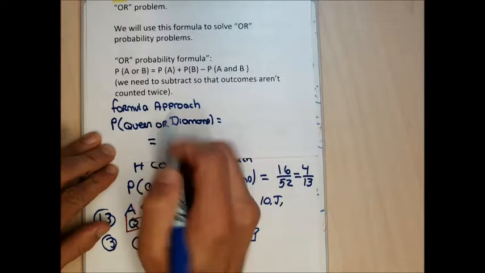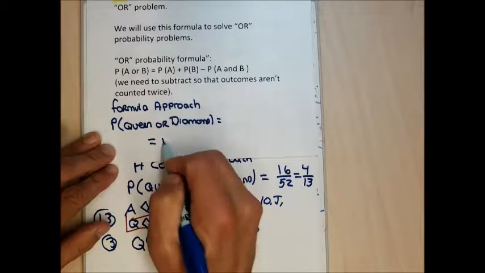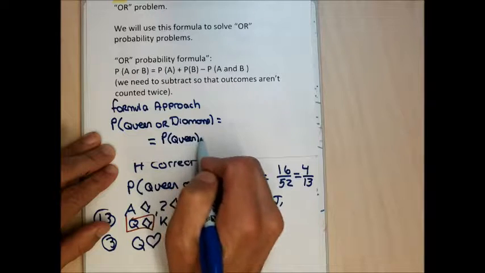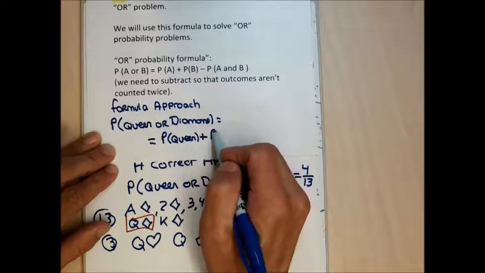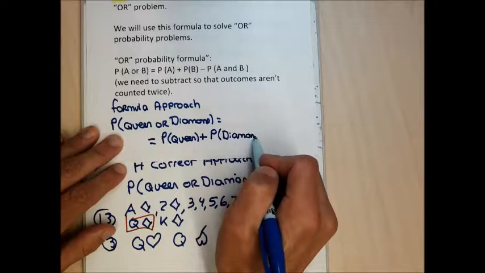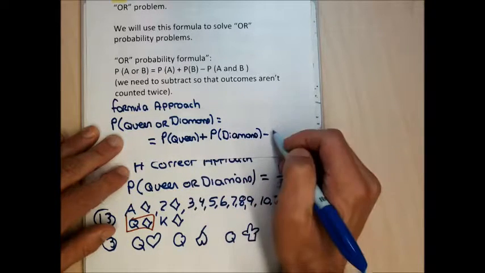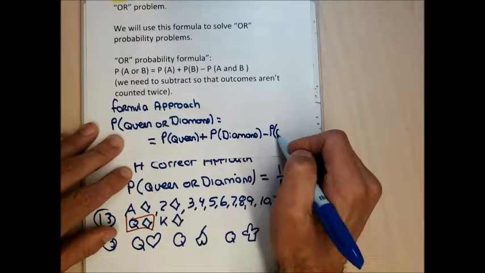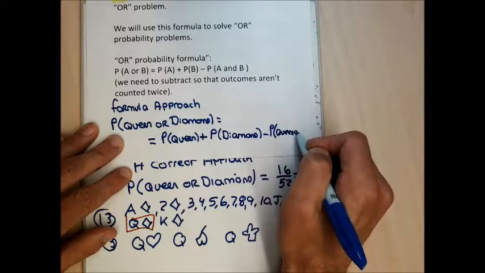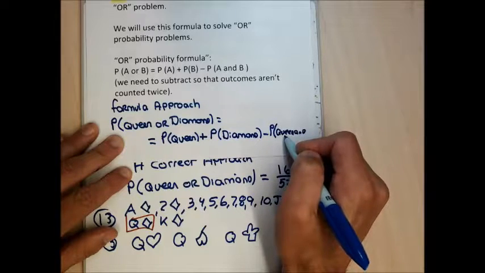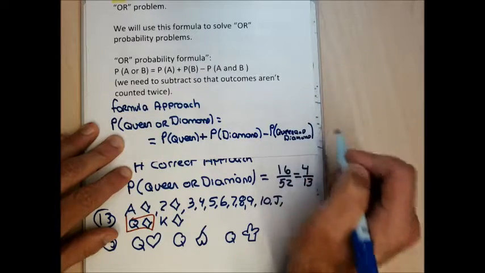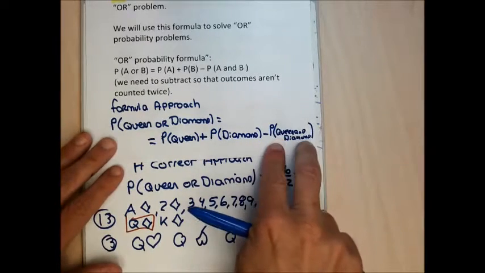will equal the probability of event A, in this case the probability of getting a queen, plus the probability of getting a diamond, less the probability of getting one card that's both a queen and, running out of room here, a diamond. And this part will get rid of the overcounting.